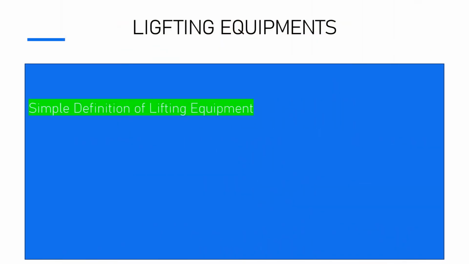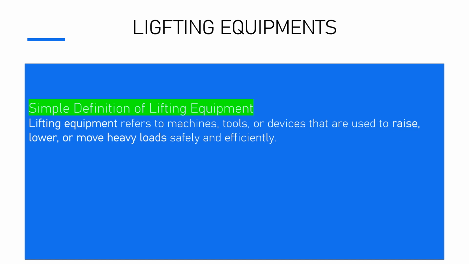Lifting equipment in industry: all of us know what lifting equipment is, but if someone asks, we cannot explain. So I will give a simple definition. Lifting equipment refers to machines, tools or devices that are used to raise, lower or move heavy loads safely and efficiently. It's not very complicated. We already know lifting equipment means we use it for lifting, lowering or moving a load, by machine, tool or device.